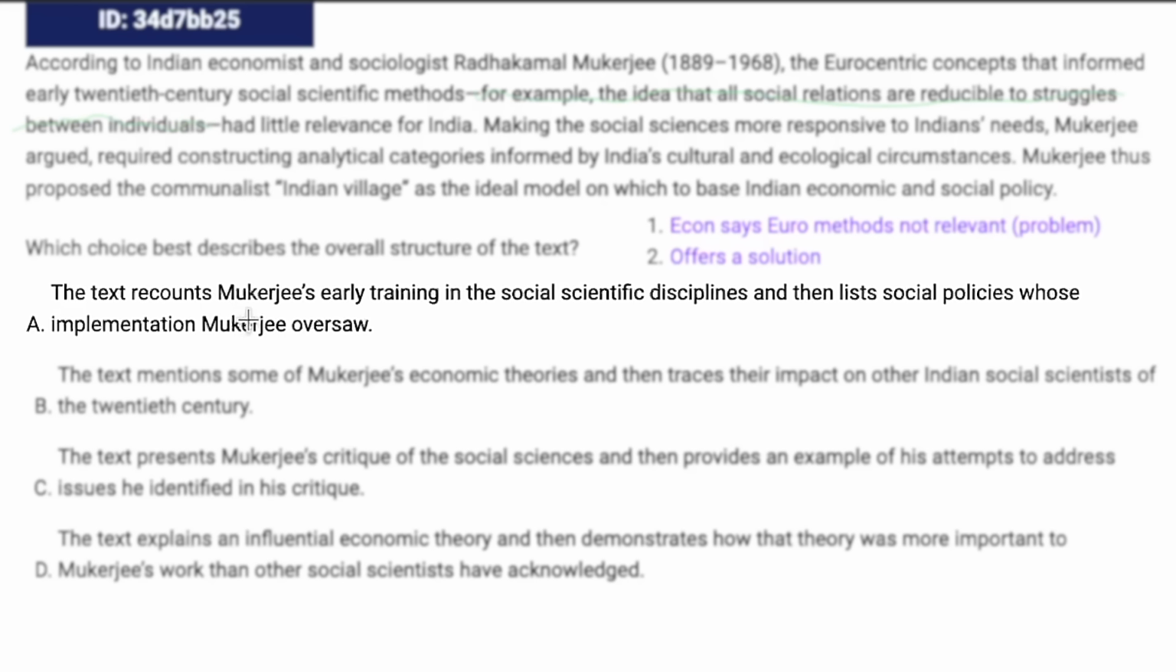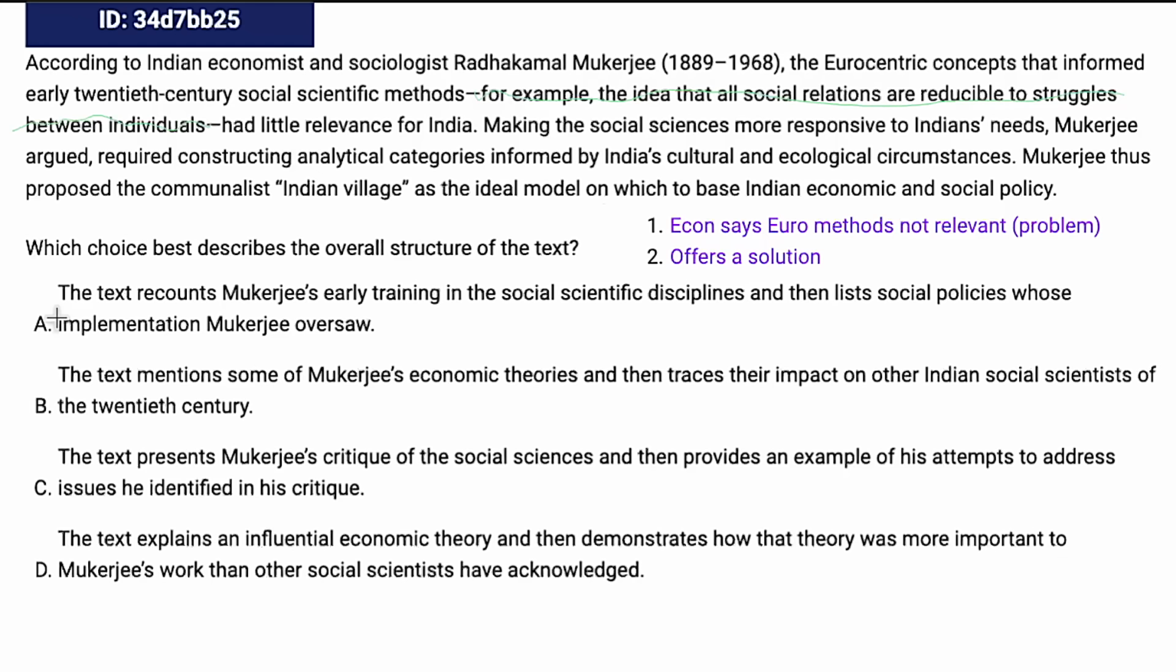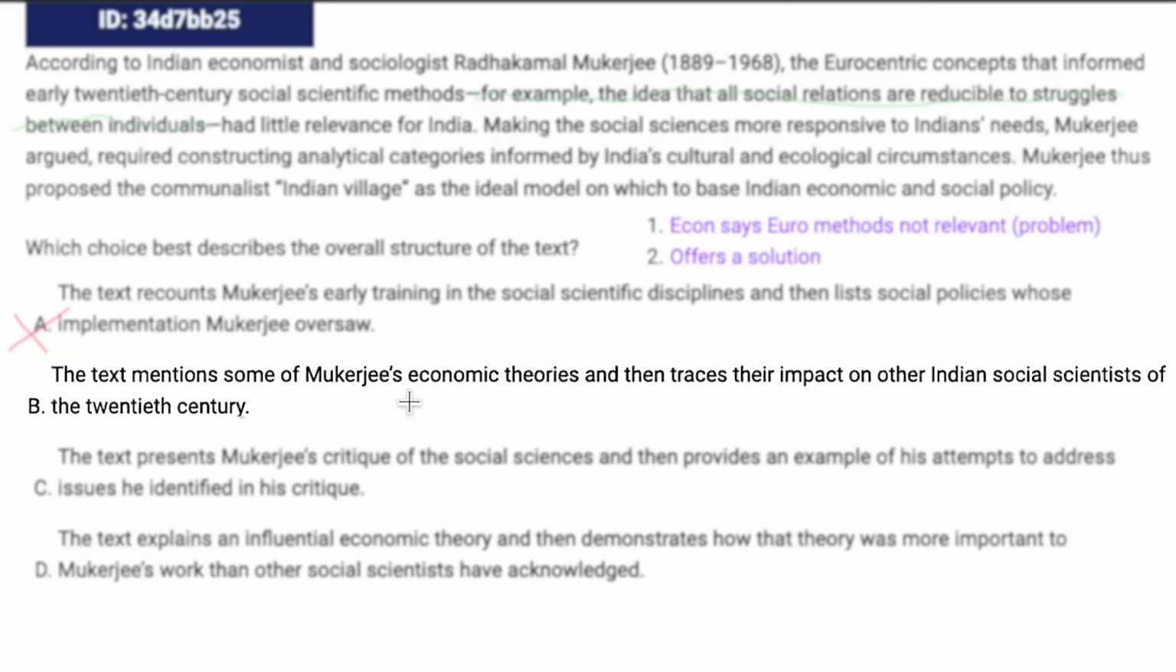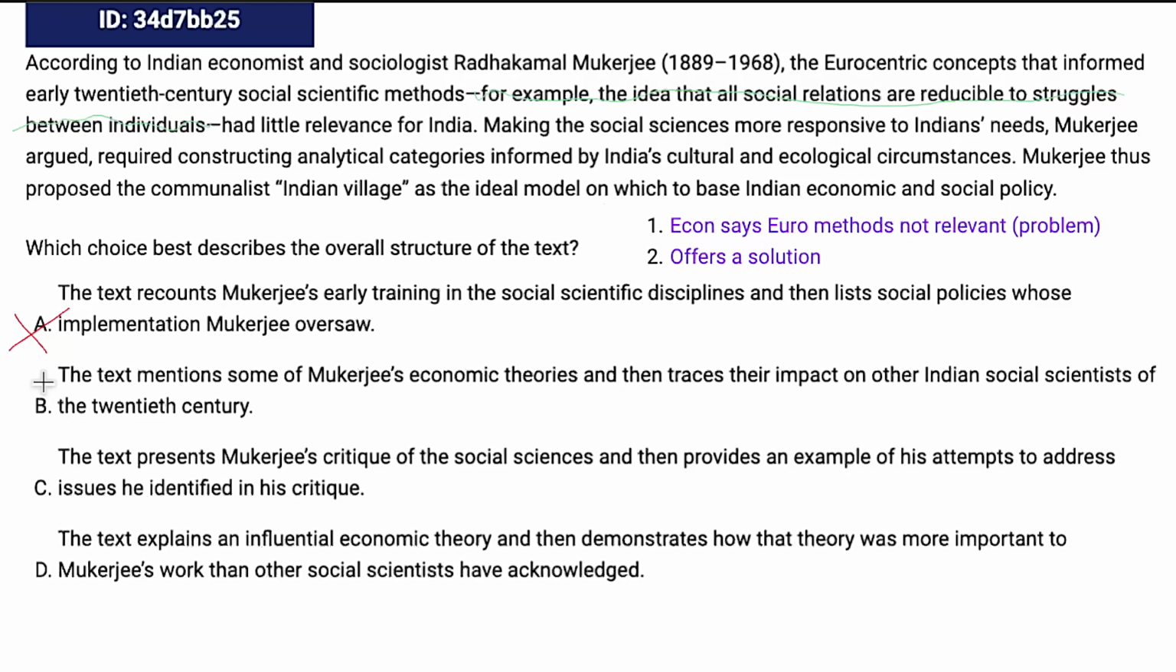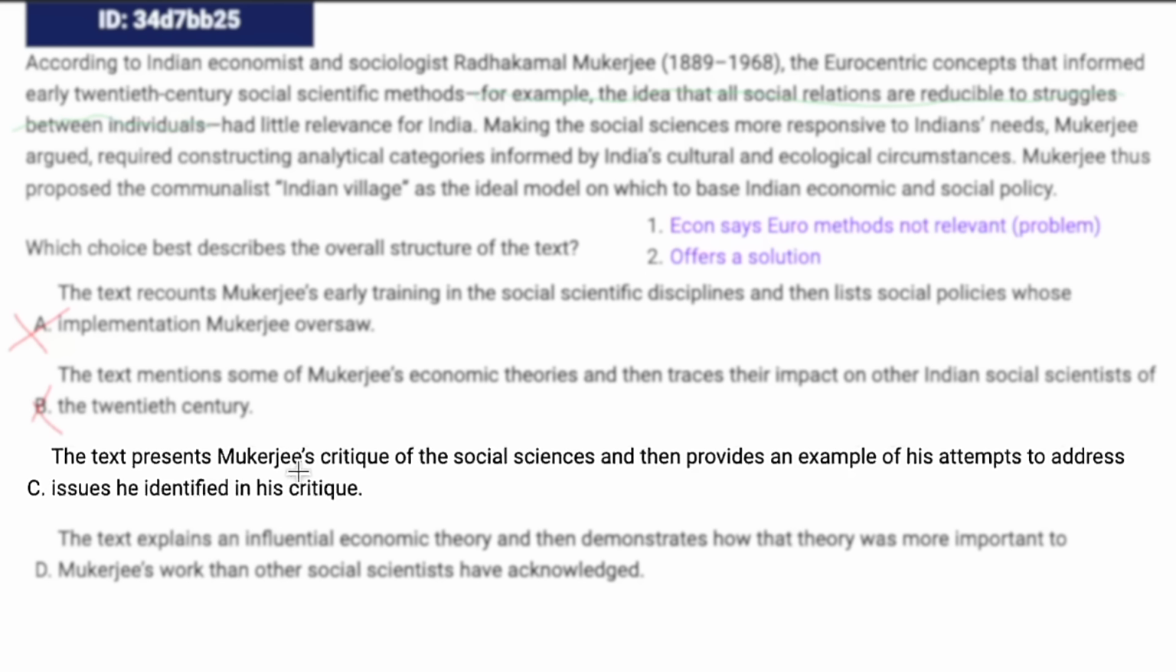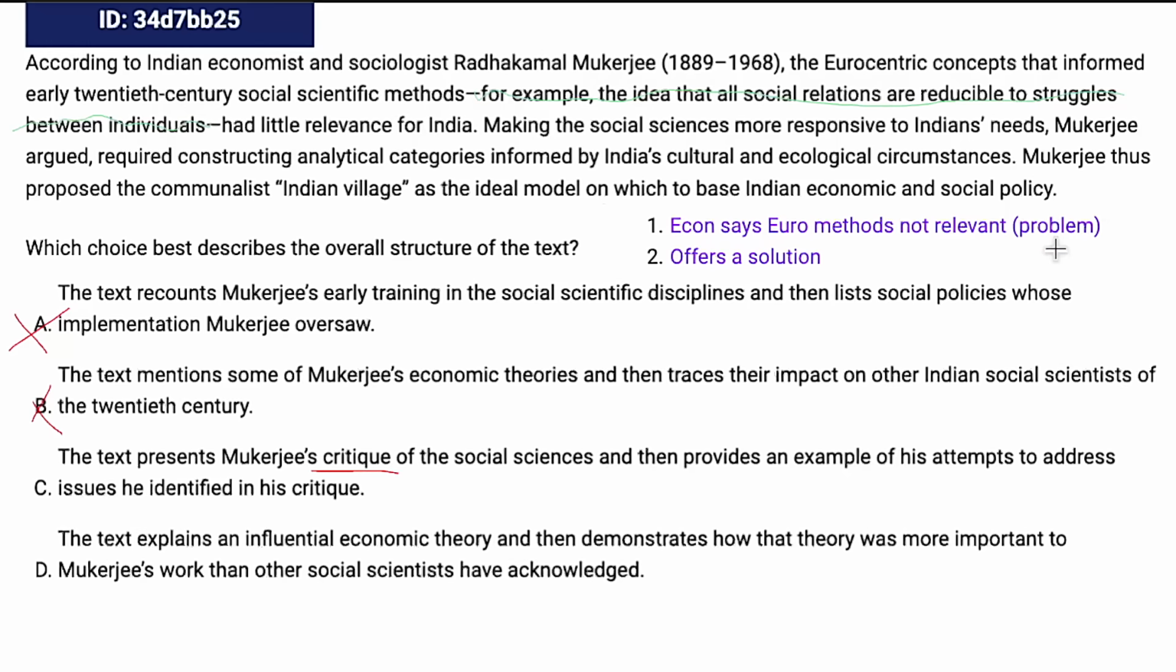So the text recounts his early training. No, that's not what it does. It has him propose a problem, so we get rid of A. The text mentions some of his theories. No, not theories. Again, he's pointing out a problem. The text presents his critique. That's exactly what I said. He's saying there's a problem. So we could keep that one.